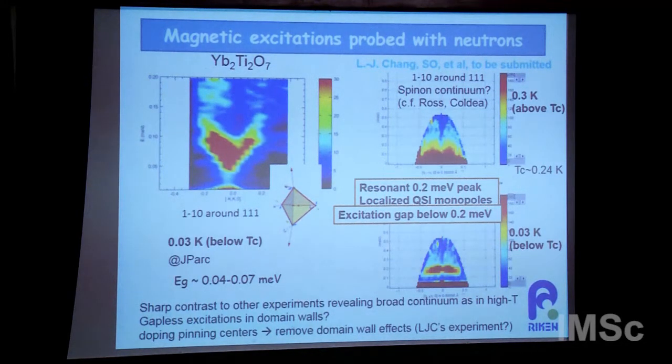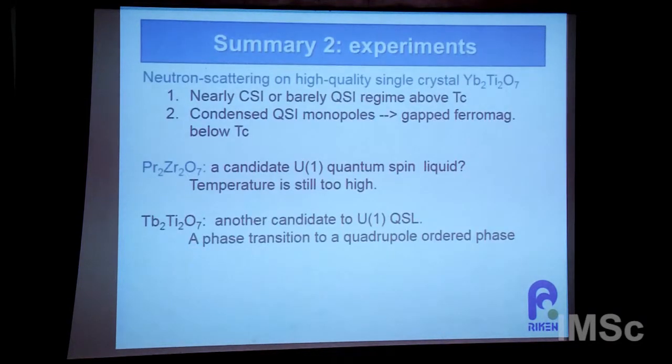So, combining all these results, the ytterbium titanate, at least the sample, can be explained from the viewpoint of the charge 1 Higgs ferromagnetic phase. Okay. So at least everything is consistent now. So now I should stop.